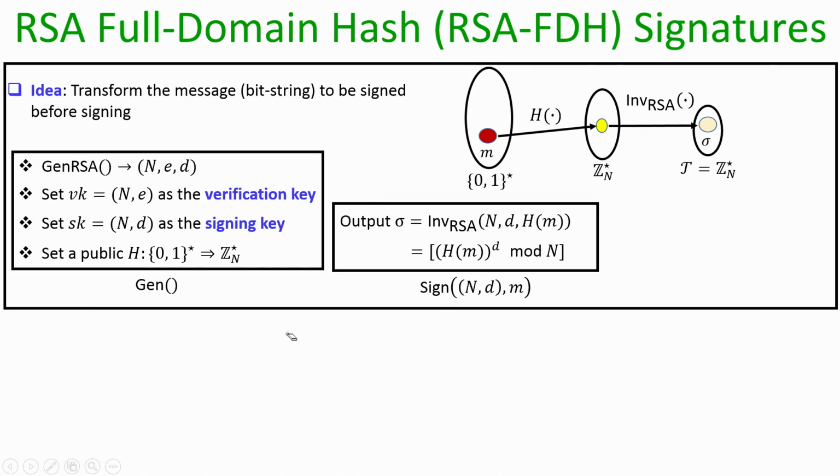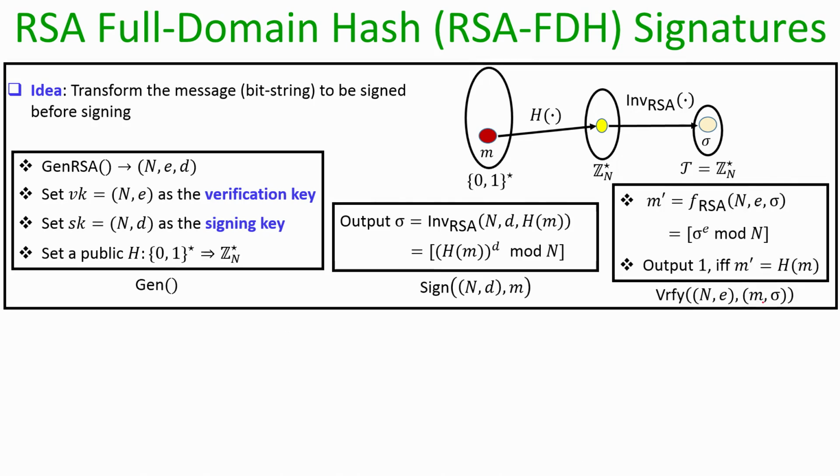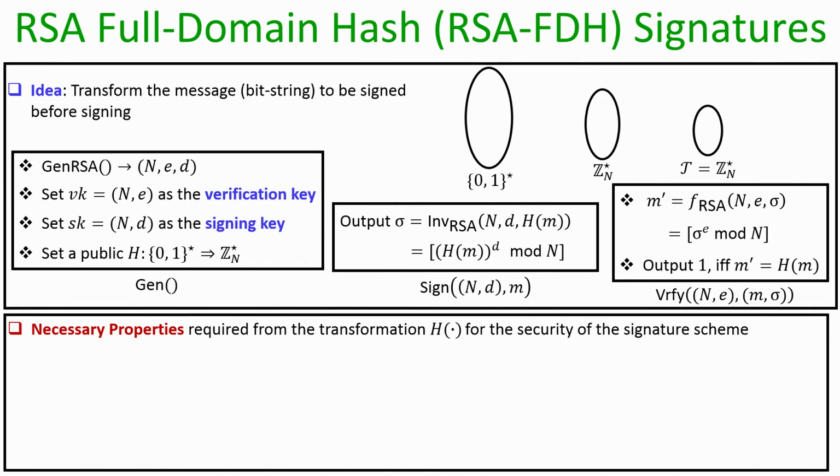The verification happens in a canonical way, namely if we receive a message comma signature and want to verify it, we first compute sigma raised to the power e modulo n and call it M dash, and we accept the message comma signature if and only if M dash is equal to H of M, which should be the case if everything has happened in a proper way. Right, so that is the overall idea of this RSA full domain hash. Now, one might wonder what the necessary properties are that we require from the underlying transformation H to ensure that the overall scheme is secure.